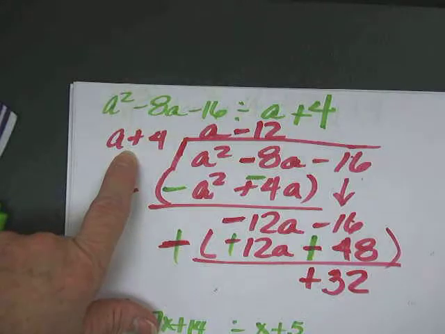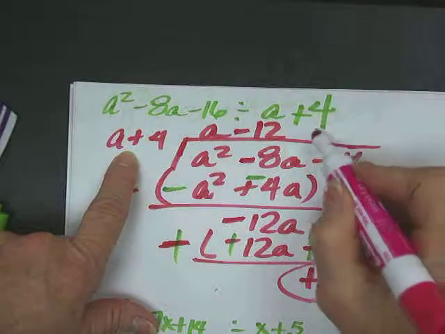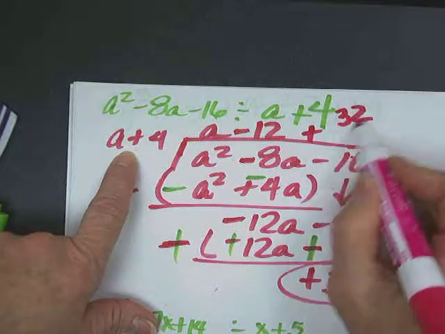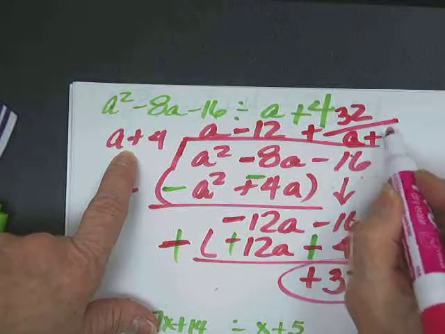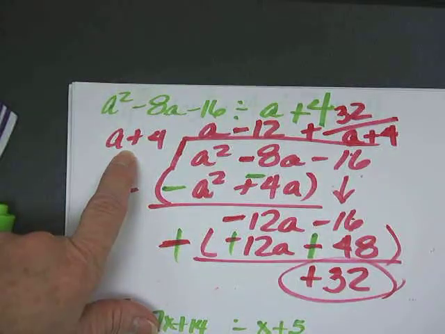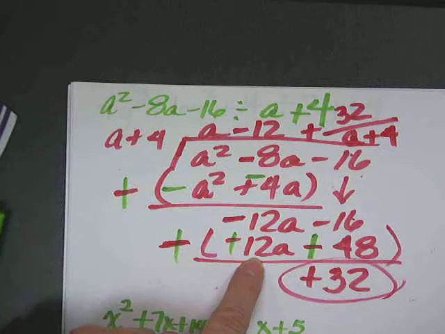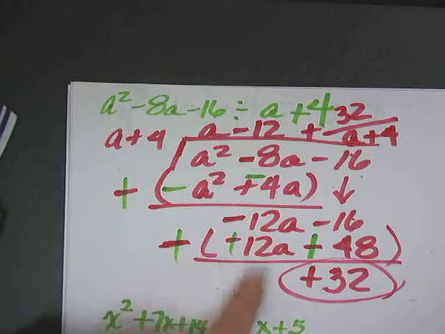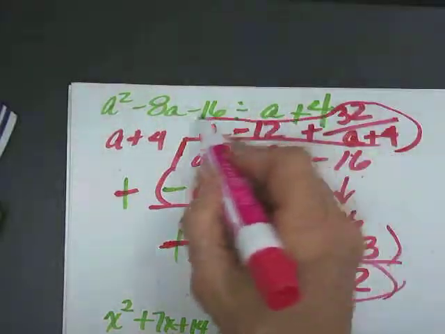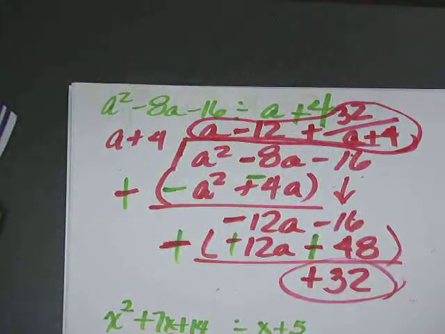Positive 48, negative 16 is a positive what? 32. So this remainder goes over this. Remember how we said the remainder goes over that to give you the fraction part? So we have to put this over this. So there was a remainder.